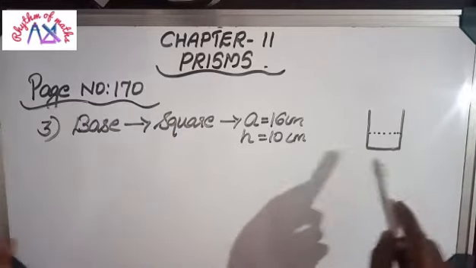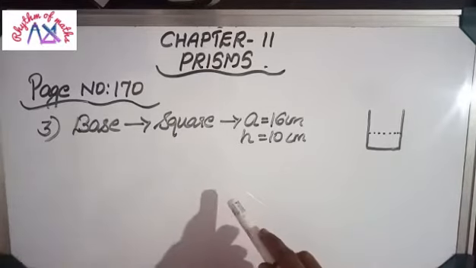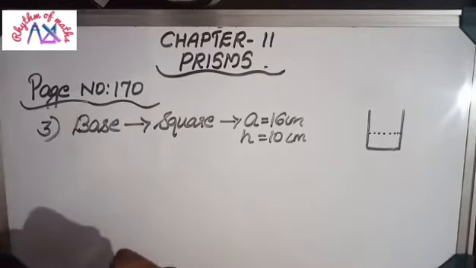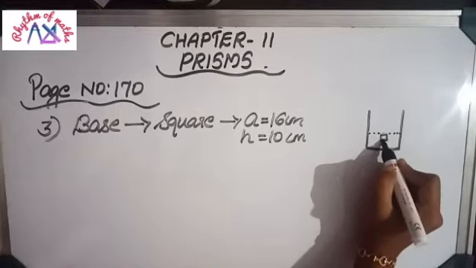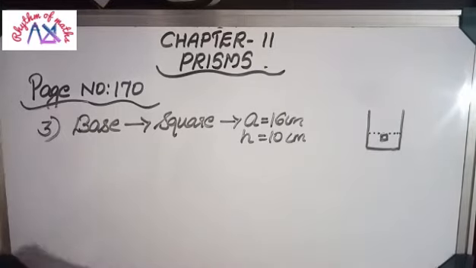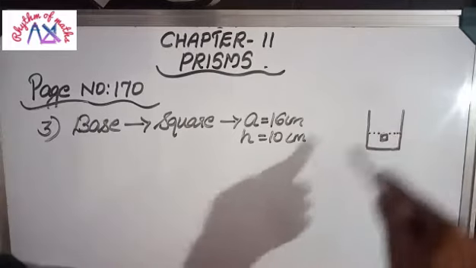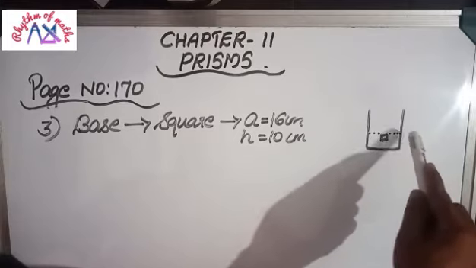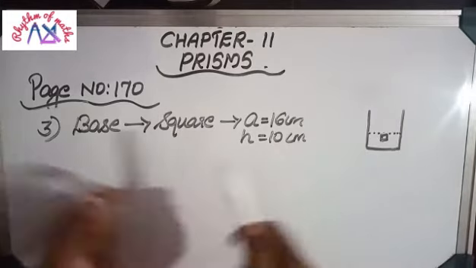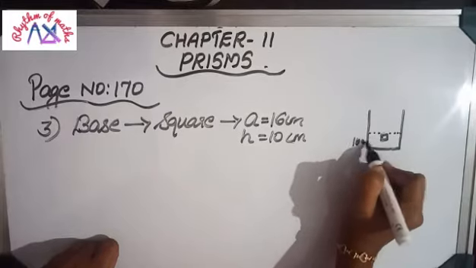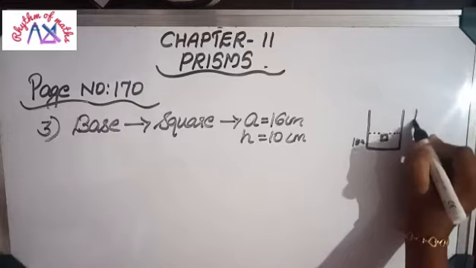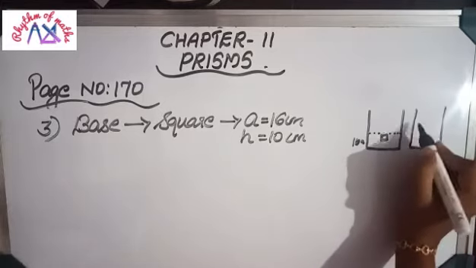Okay, it's a square prism. I just show it as a vessel. Now question is, if we immerse a solid cube into this vessel, how much does the water level rise? Anyway, this is the height of the water at present. That means 10 centimeter water is already here. After putting a solid cube, how much does the water level rise?